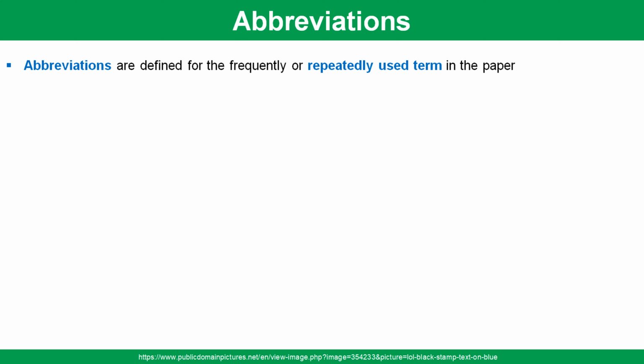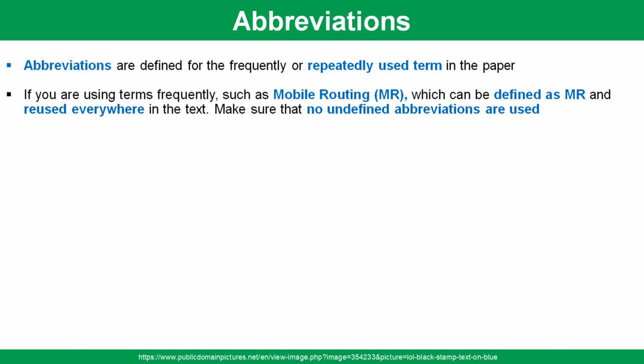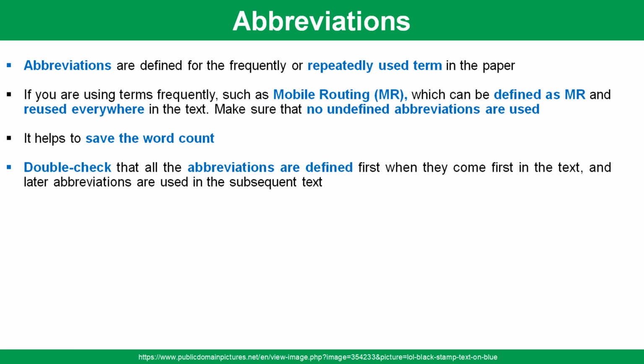Utilizing abbreviations in your paper is extremely important for saving the word count. Abbreviations are defined for frequently or repeatedly used terms in the article, such as here, mobile routing is defined as MR and reused. This practice helps save the word count and enhances the readability by streamlining the text.